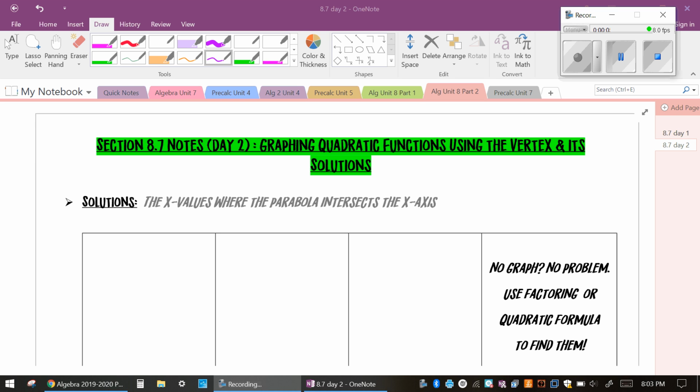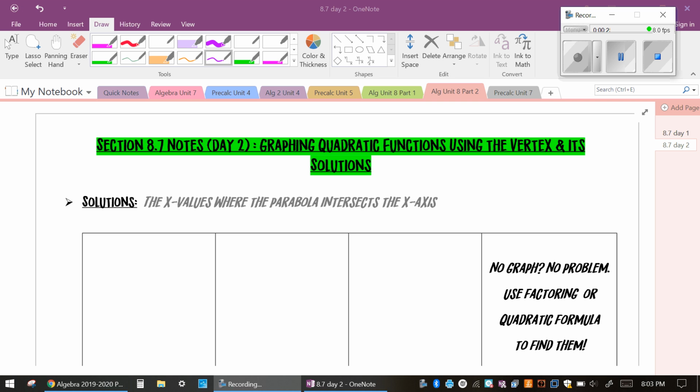This is Ms. Carranza, and today we're going to talk about Lesson 8.7, Day 2. We started by talking about quadratic functions and finding their vertex if they're written in standard form. Today we're going to be graphing quadratic functions in standard form by using the vertex and its solutions.